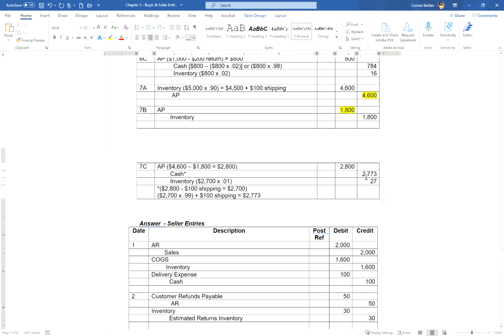And again, make sure mathematically, 2,773 plus 27 does equal 2,800. Making sure that your debits and credits equal is a way that you can check some of your mathematics. So again, a couple important things to keep in mind. Trade discounts are taken at the time of purchase, but the purchase discounts like 1/10 or 2/10 are not taken until the item is paid, and we only take it on any merchandise after any returns. We don't take it on any shipping.